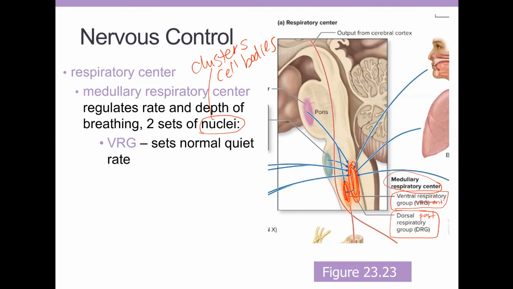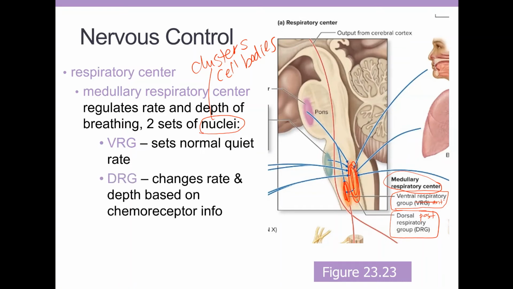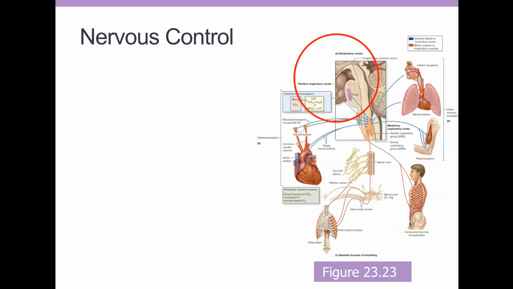So the VRG, or the anterior group, is what sets your normal quiet rate, and the DRG is what's going to change that rate and depth based on information coming in from chemoreceptors. And you see some blue arrows coming into this diagram. And so when we expand this, you can see chemoreceptors coming from all over the body, and lots of things causing those respiratory centers to respond.